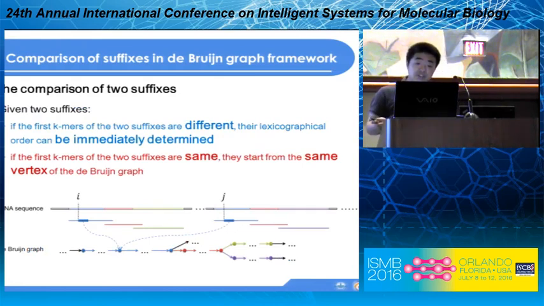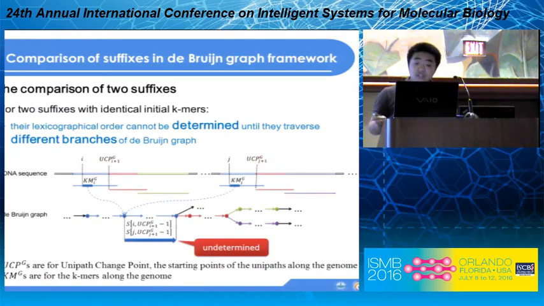And given two suffixes, we have the following observations: if the first k-mers of the two suffixes are different, their order can be immediately determined. And if they are different, they must start from the same vertex of the de Bruijn graph. Then, for two suffixes with identical initial k-mers, their order cannot be determined until they traverse different branches of the de Bruijn graph.